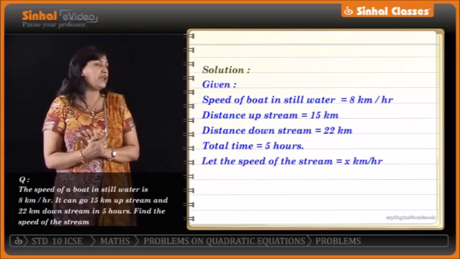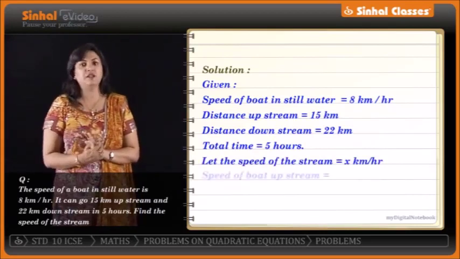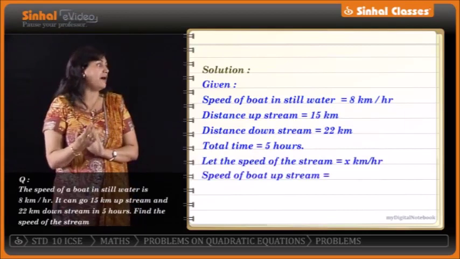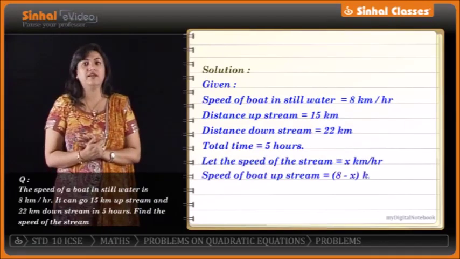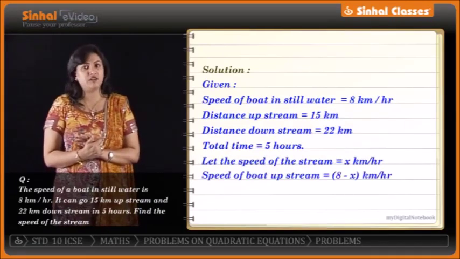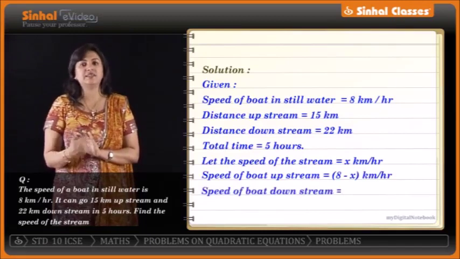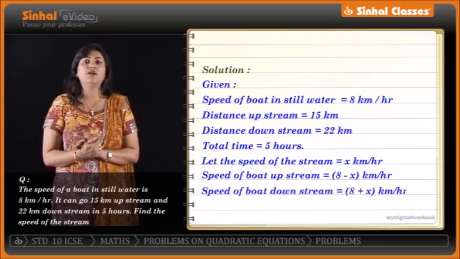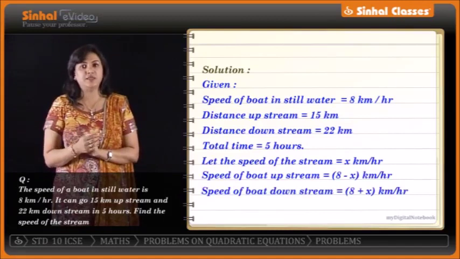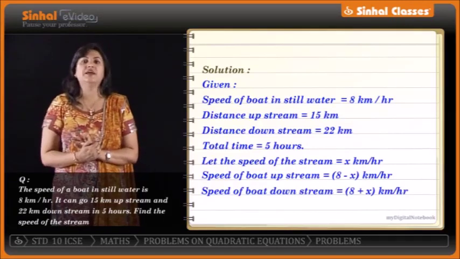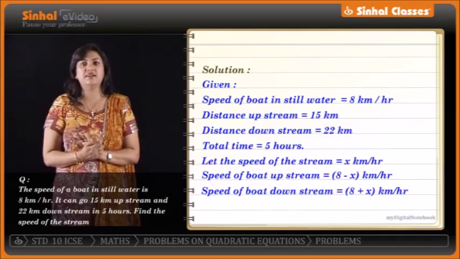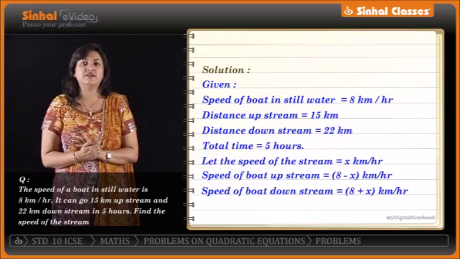Now the speed of the boat upstream will be 8 minus x km per hour and the speed of the boat downstream will be 8 plus x km per hour. Why is this so? Because when the boat is going upstream, it is going against the current and so the speed will reduce. And when it is going downstream, the speed will increase.